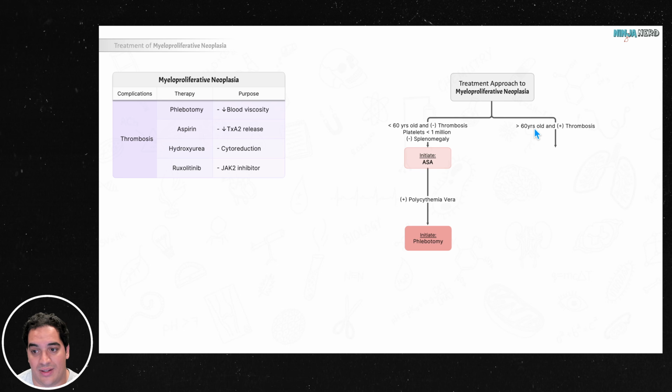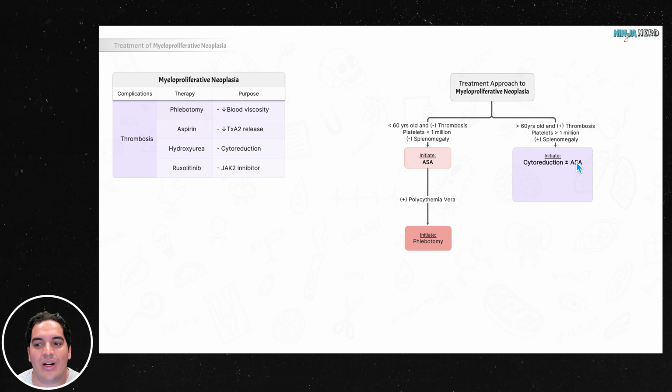Now, if they're greater than 60, they got a clot, they have platelets that are greater than 1 million, and they have splenomegaly. At this point, they're a little bit more aggressive. If they have a clot, I'll probably anticoagulate them, right? But after I dissipate that clot, I now need to focus on preventing this from happening again. So the most important thing is I can still consider initiating aspirin.